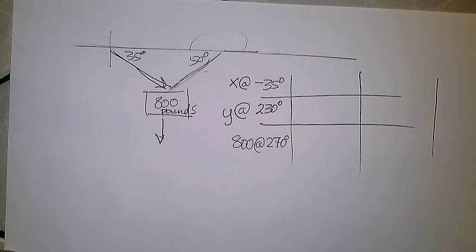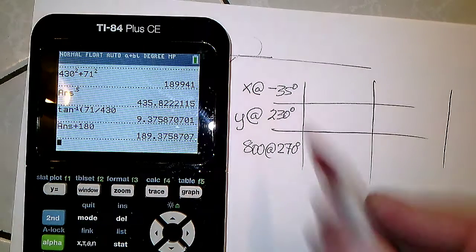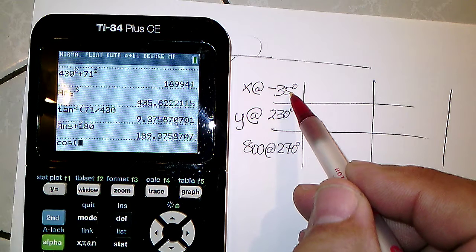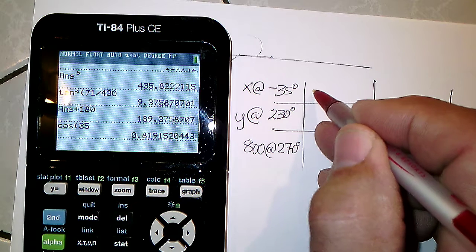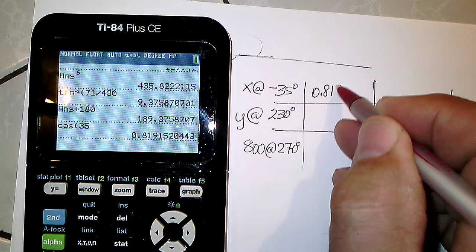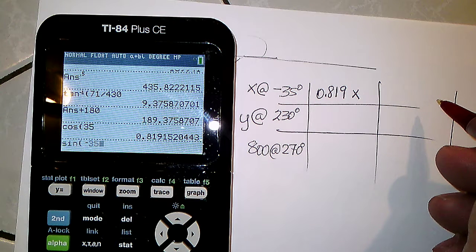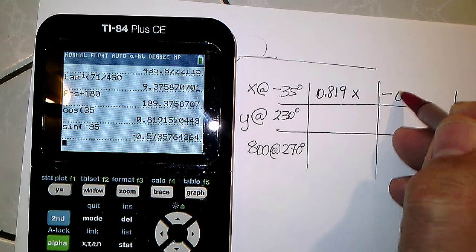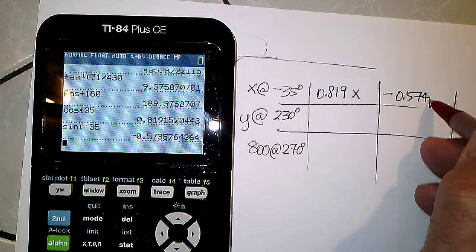So I'll slow down here on this one a little bit. So we've got to do x cosine of negative 35. Cosine doesn't care about the negative, so I just have to do cosine 35. So it's going to be 0.819x. Then the sine of negative 35, it does care. This will be a negative answer. Negative 0.574y.